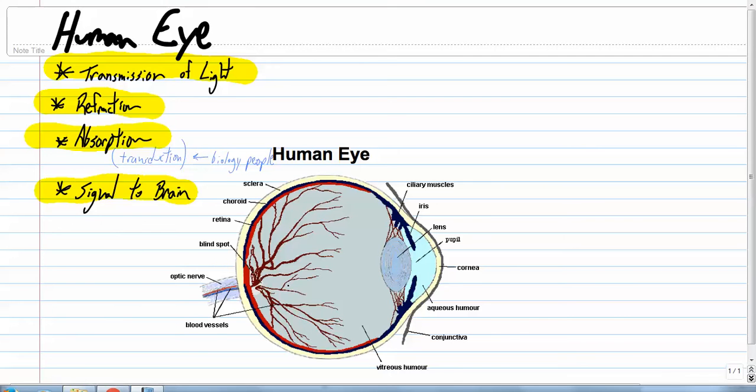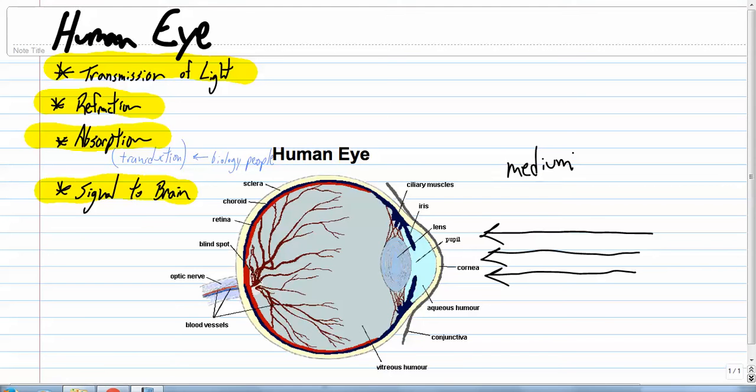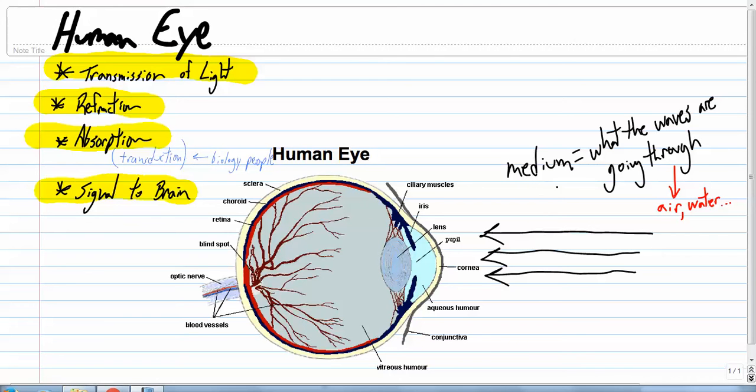So here's the eye, and we're going to say that some light is coming in from out here, from right to left, and this light came from somewhere and it's going through something. Off in the distance there's whatever you're looking at, and that light is going through the air. Well, I guess it could be water, couldn't it? So the light is going through some medium. And what's medium mean? That's what the waves, or the light, is going through. So I'll add that really quick here. Okay, so the medium is what the waves are going through.